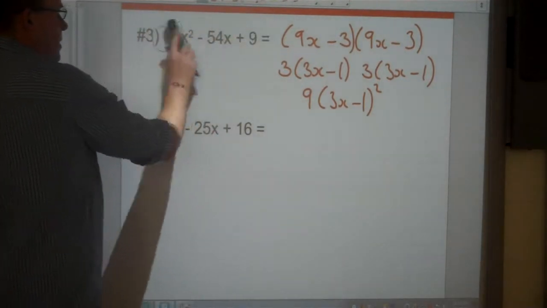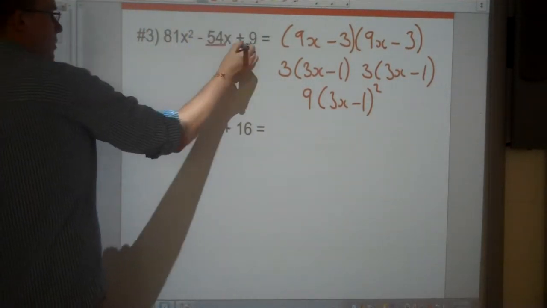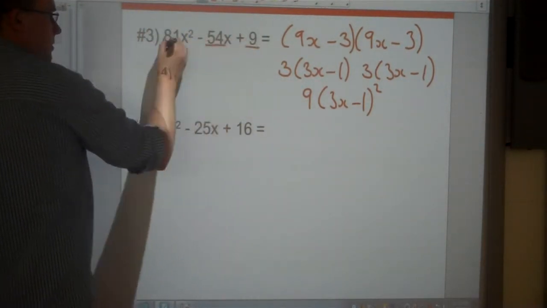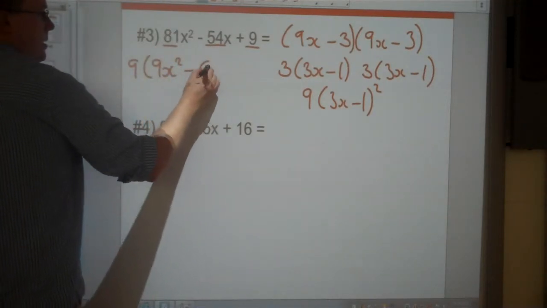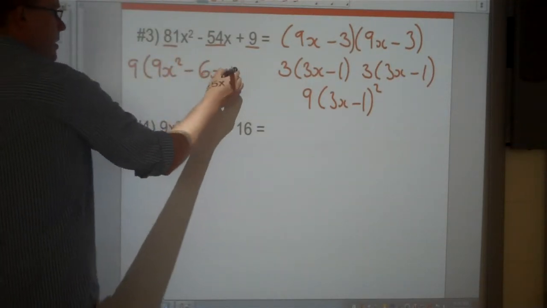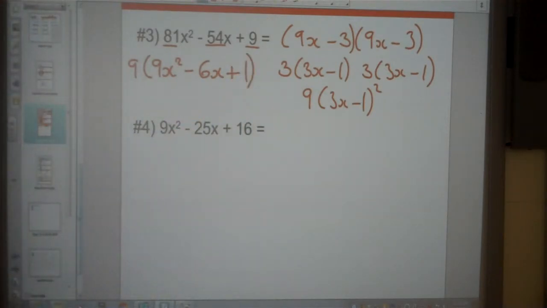Now, even better than that, you should have looked at the initial question to see if there was a GCF. And actually there is a GCF, because 54 is also in the 9 times table. So if we take 9 as a common factor here, 9 times 9x squared gives us 81x squared. 9 times 6 gives us 54.